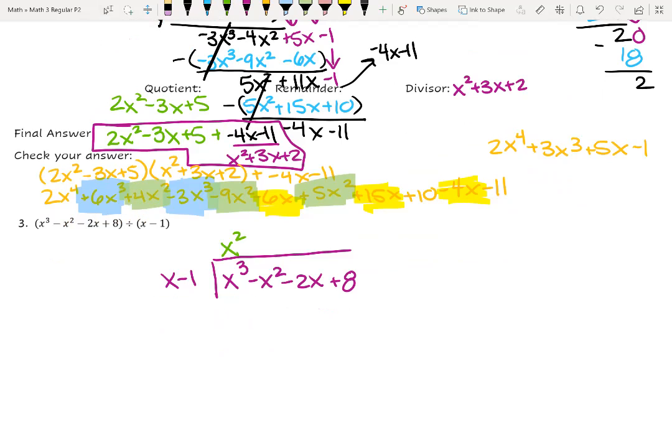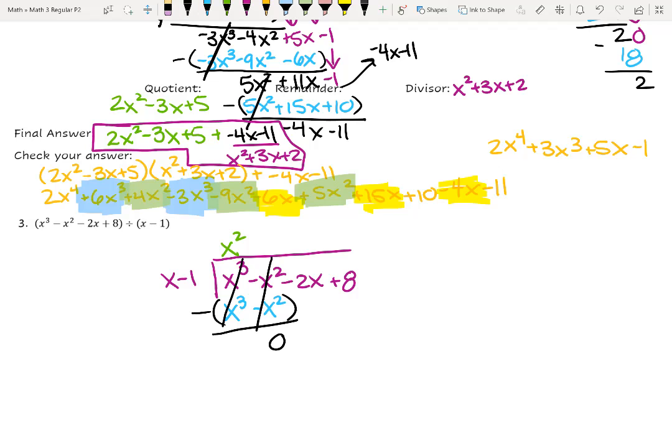And then I have to distribute the x squared. So x squared times x is x cubed. Good, that's what I wanted. And x squared times negative 1 is a negative x squared. All right, so I have to subtract all of these guys. X cubed minus x cubed, anything minus itself is 0. Negative x squared minus another negative x squared, I again have something subtracted from itself. So I get another 0.